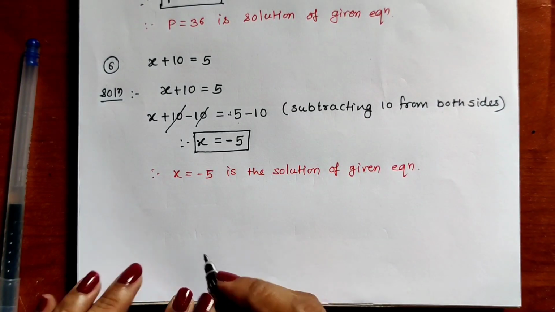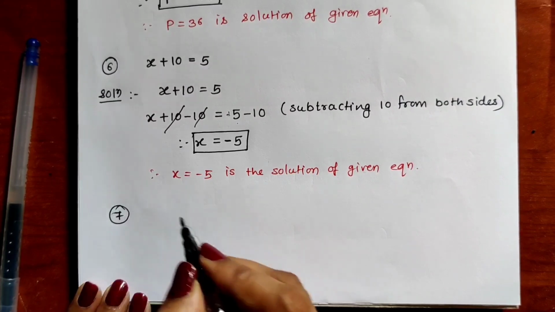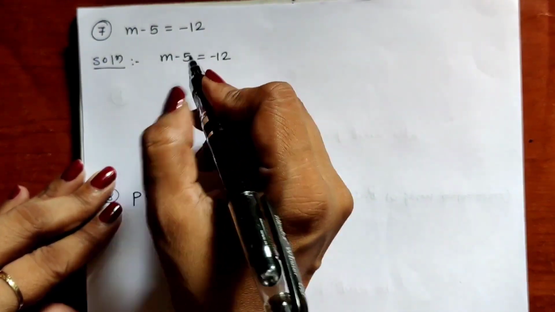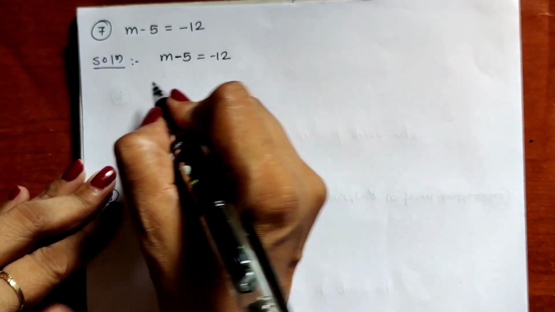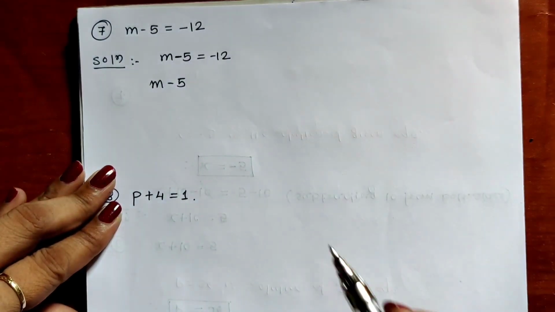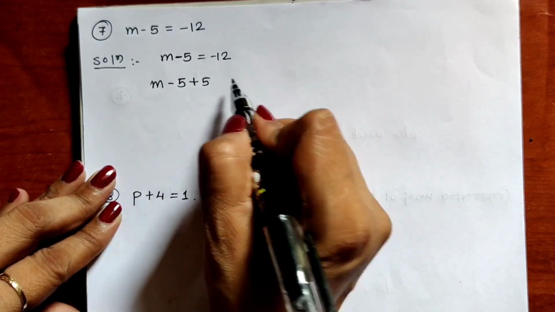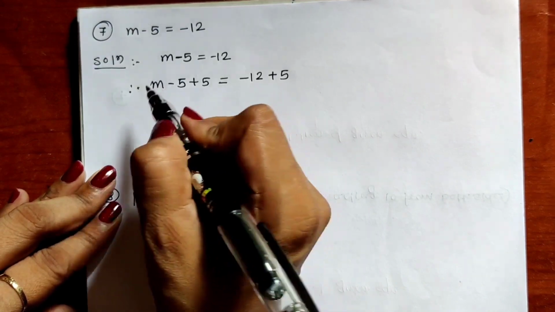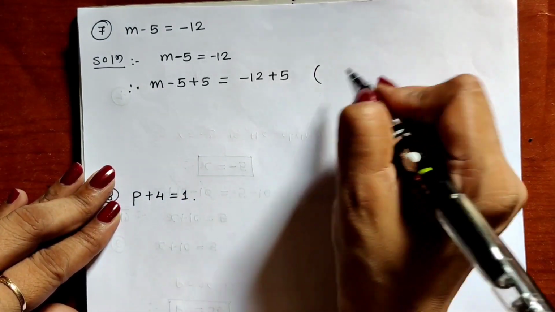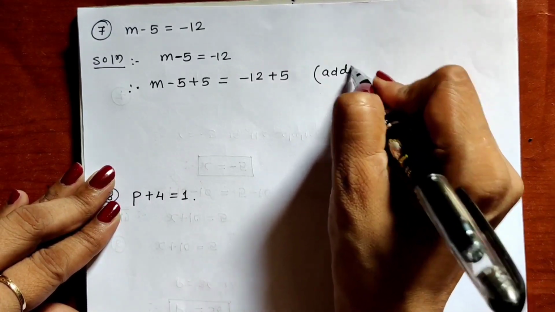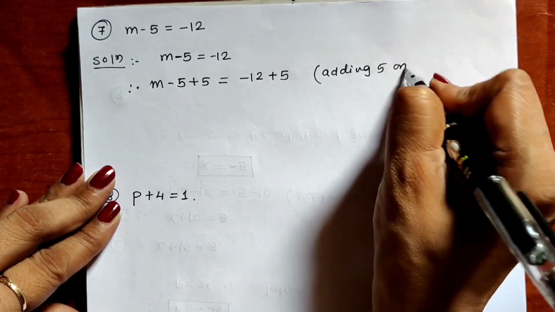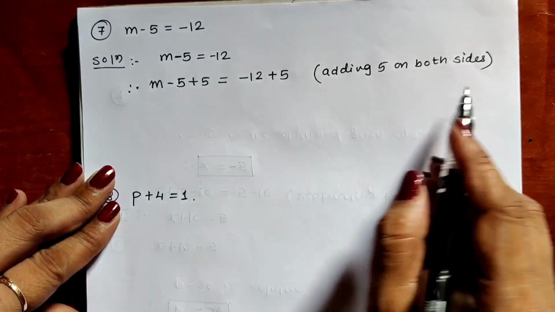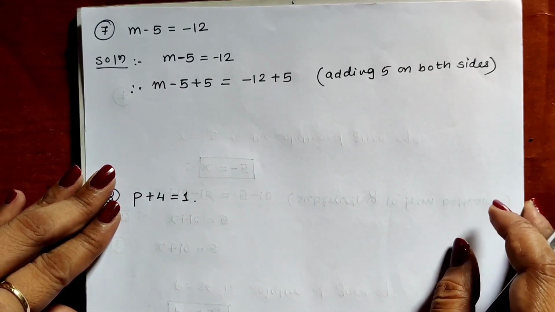Next sum, 7th one. It is m minus 5 is equal to minus 12. So minus 5 is there on the left hand side. What we have to do? M minus 5. We have to add 5 on left hand side. So we have to add 5 on the right hand side also. Put the therefore sign in the beginning of the step. Okay. Now what we have to do? Write adding 5 on both sides. Every time writing this statement in the bracket is compulsory.